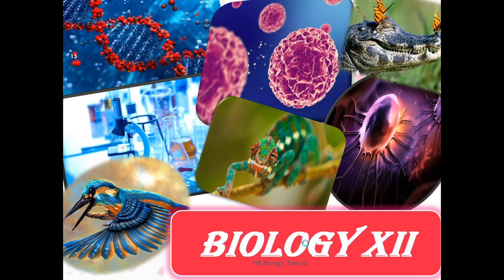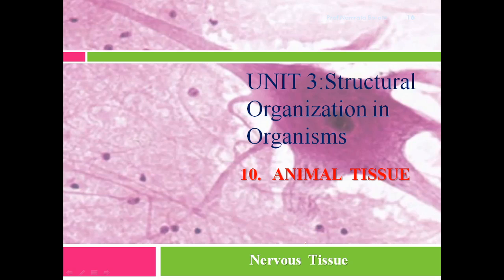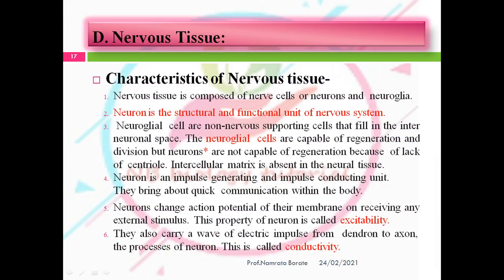Today we are going to continue the next point of this topic, that's nervous tissue. So let's see the characteristic features of the nervous tissue. This nervous tissue is composed of the nerve cells, the neurons, and the neuroglia. So what is this neuroglial cell? It is the non-neural cell. These cells are the non-neural cells in the central nervous system and the peripheral nervous system that do not produce electric impulses. They provide support and protection for the neurons.